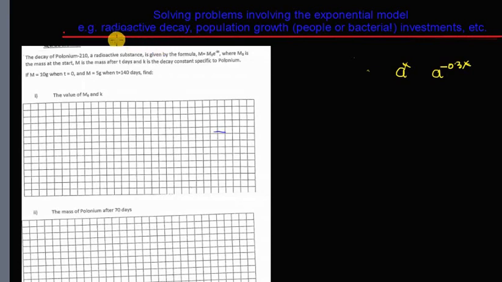The type of areas we're talking about are things like radioactive decay, where you start off with an amount of material and then it has a half-life, so after so many years or whatever, it decays to half its size, and then the process continues.